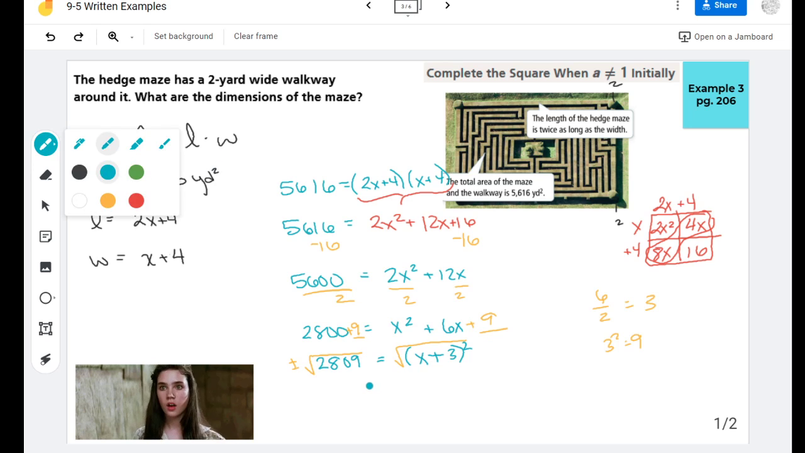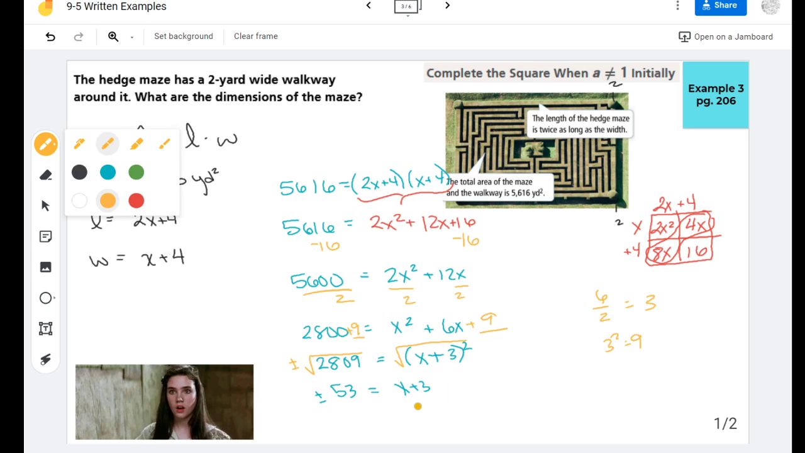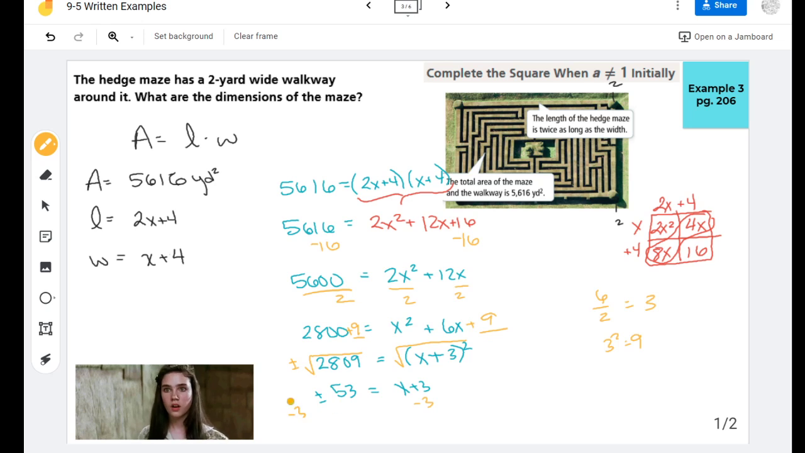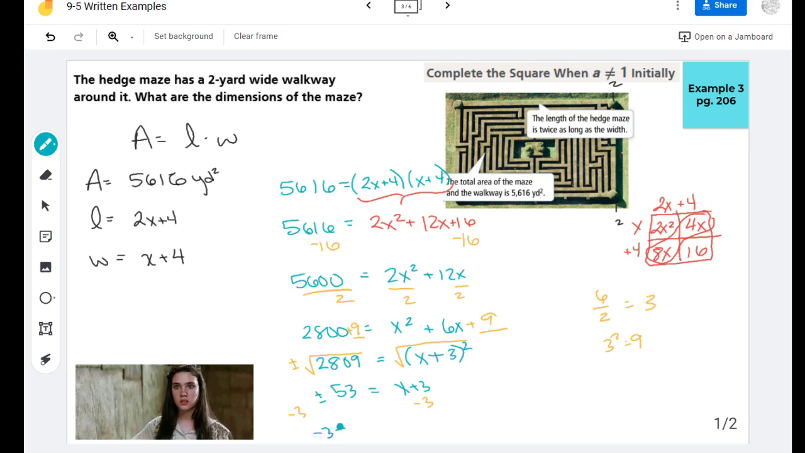Now if I actually take that square root in my calculator, the square root of 2809 is actually 53. So that is a very solid whole number, which is nice. And then on the right-hand side I have x plus 3, because the square root and the square cancel each other out. So then my next thing would be to get the x alone, so I'm going to subtract 3 on each side. And so I have negative 3 plus or minus 53 is equal to x.